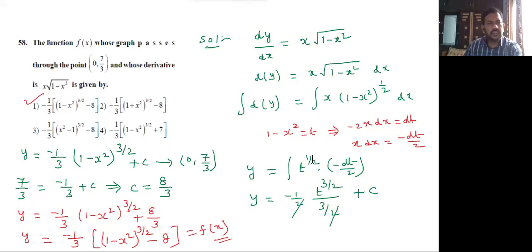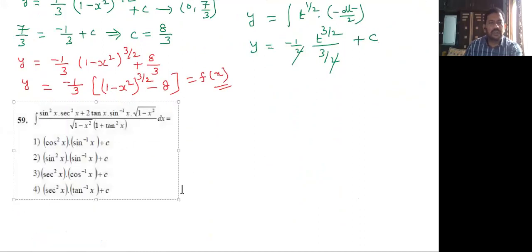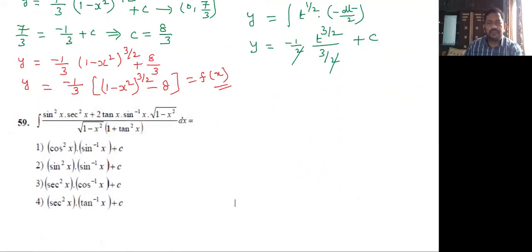Question 59th one. See the 59th one, how it is given. First observe the question. Integration sine square x secant square x plus 2 tan x sine inverse x into under root 1 minus x square, divided by root 1 minus x square into 1 plus tan square x. So many terms are there here, but one by one we can eliminate.